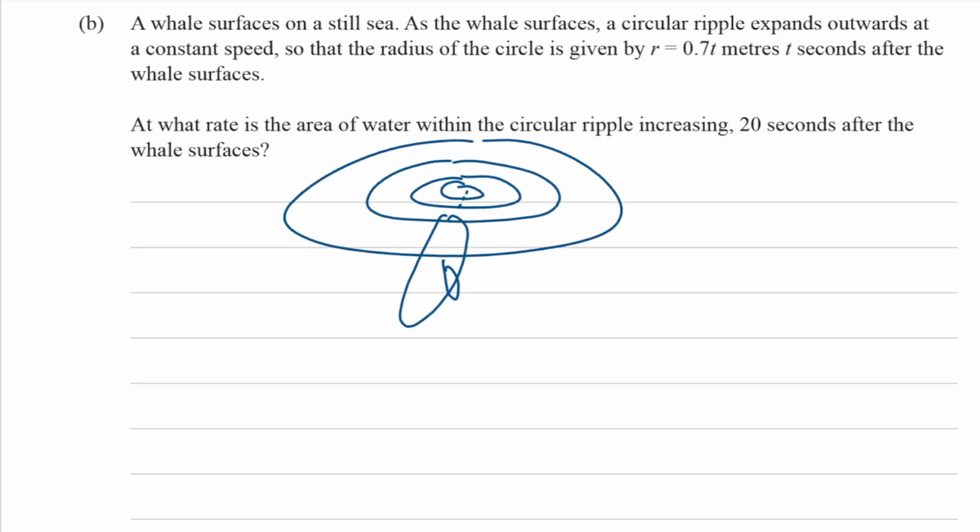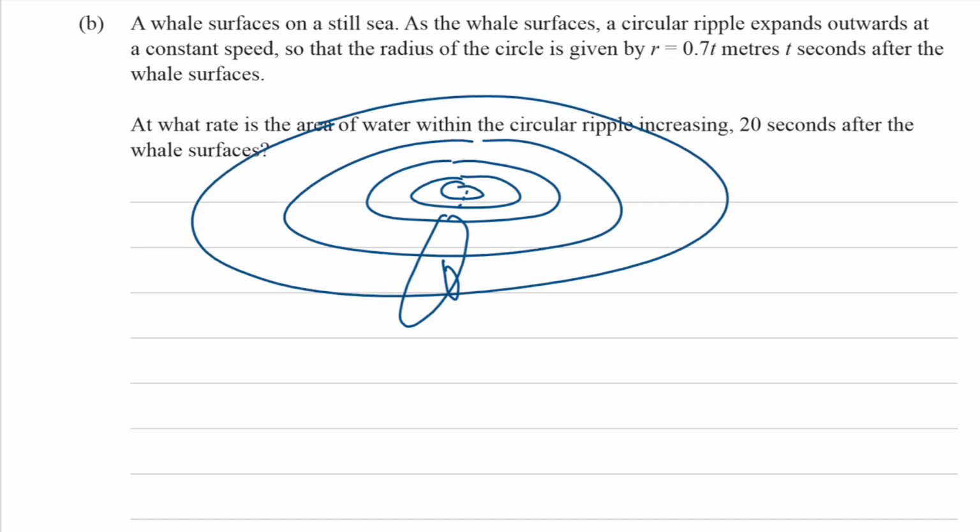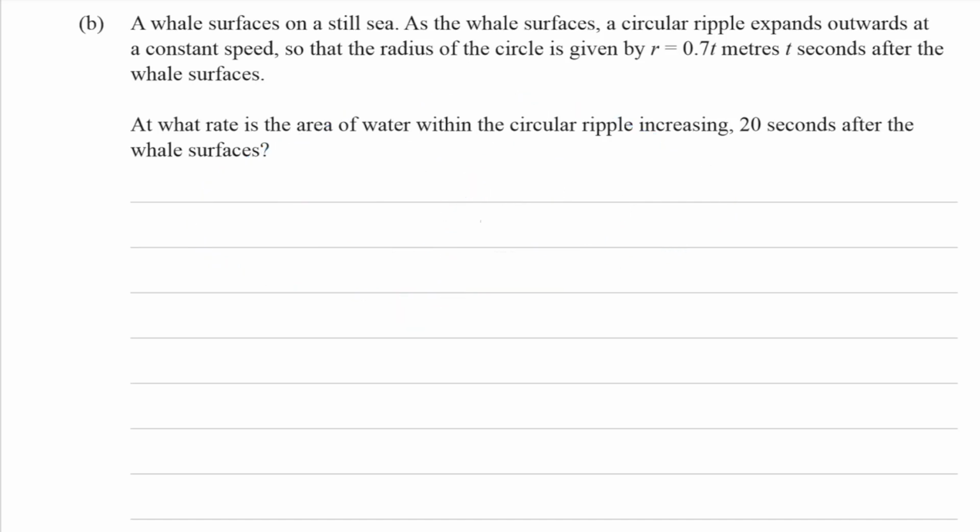As it surfaces, I can't really draw a whale, but we can imagine, as it breaches the surface, there will be a ripple that moves outwards with time. Those are wave fronts if you study physics. The wave fronts are concentric, they're about a circle, and they expand, or the radius increases with time. And so we're given that specific equation.